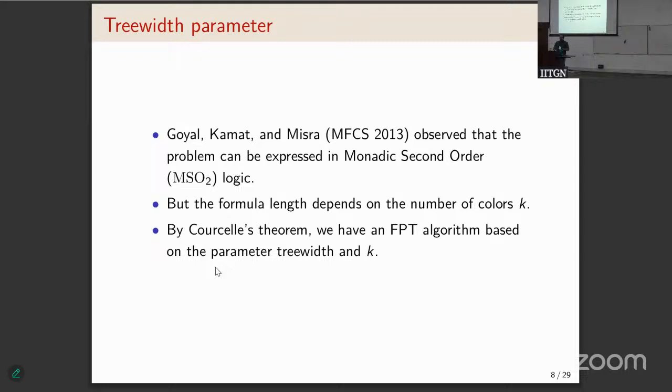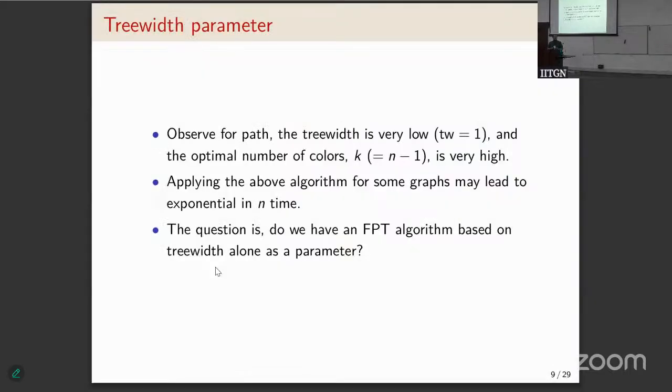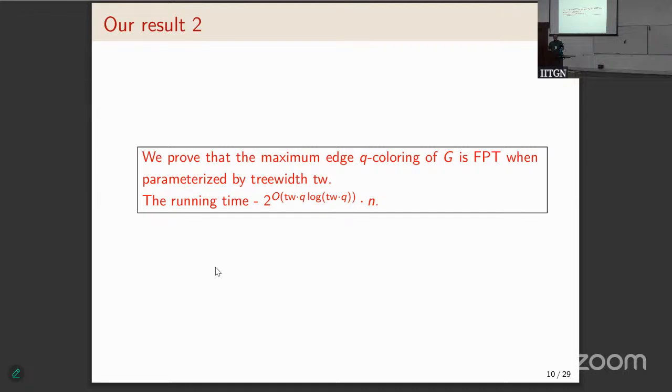So basically, can we think of an FPT algorithm? For this problem, we come up with an FPT algorithm based on the bottom-up dynamic programming.